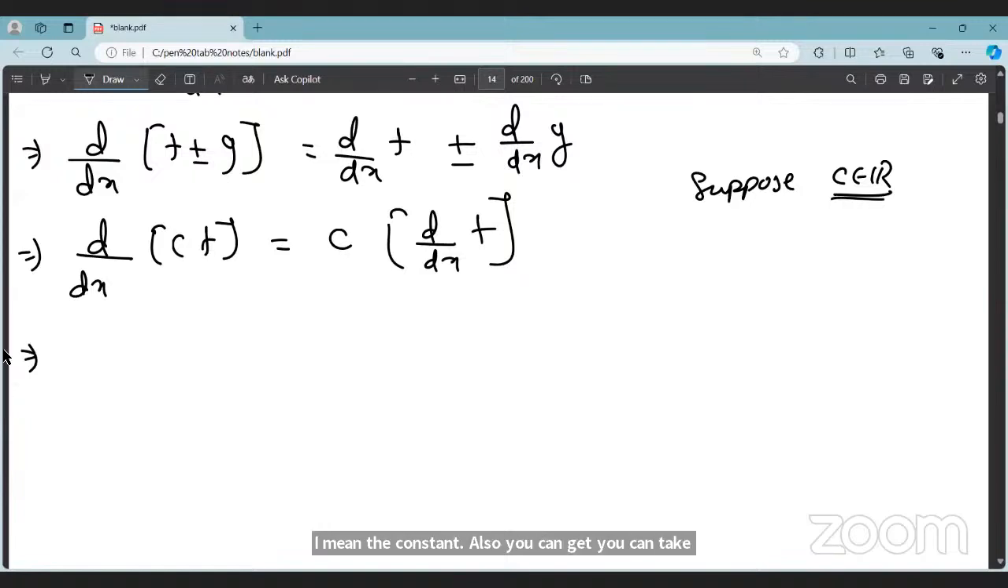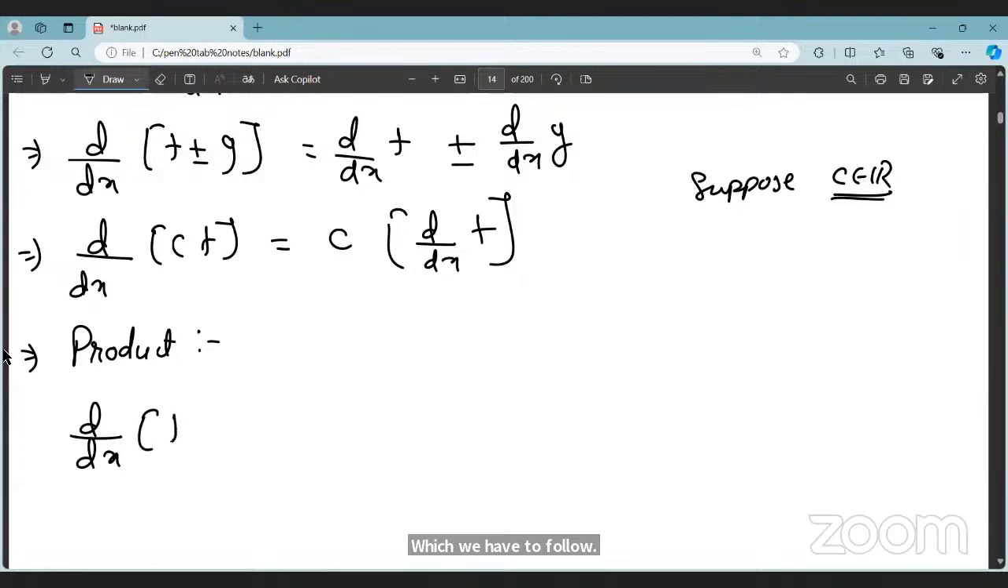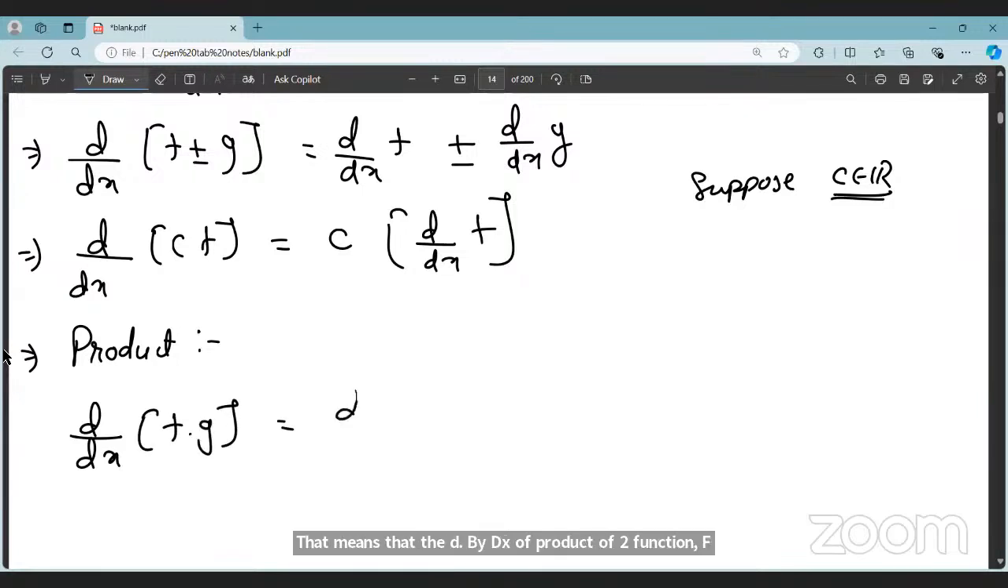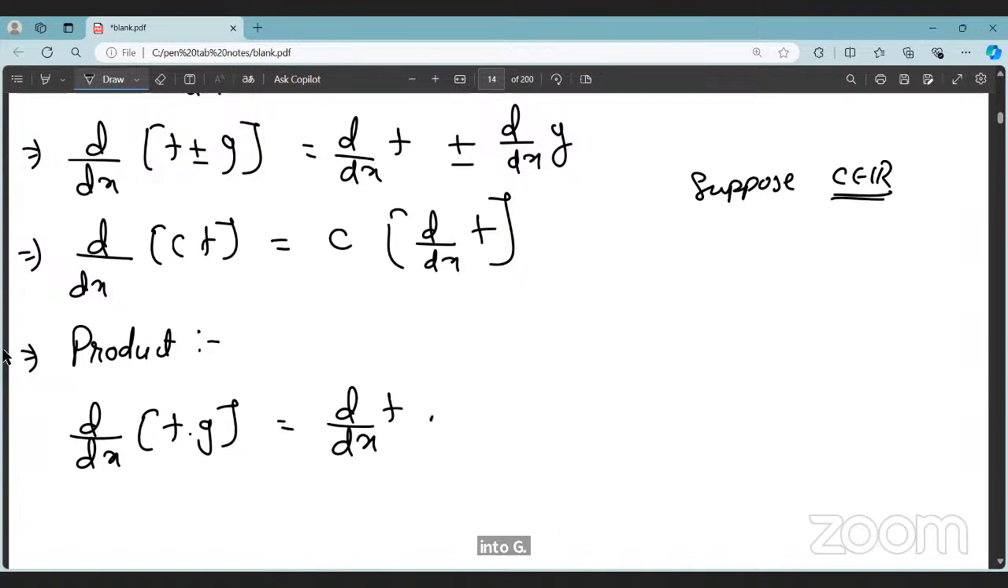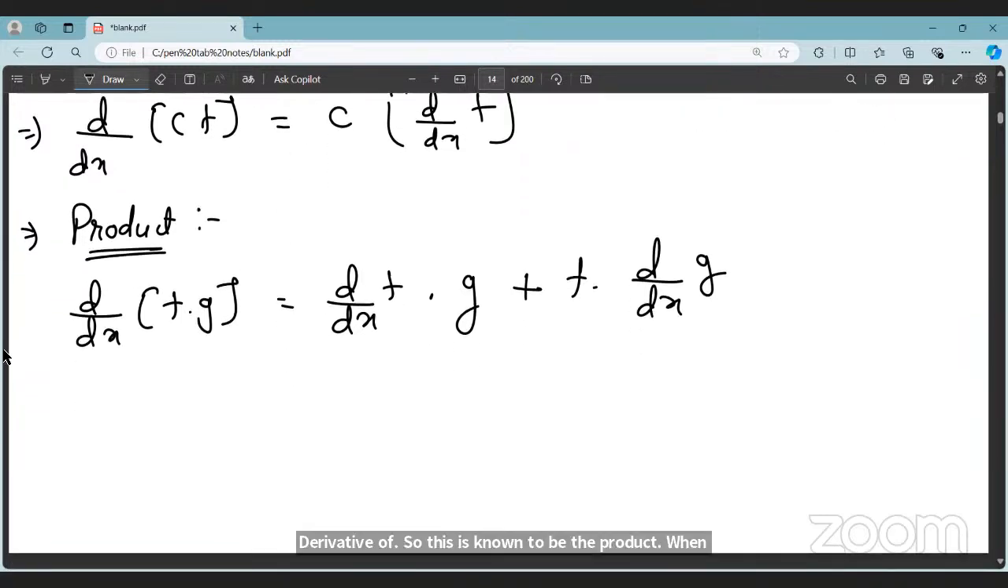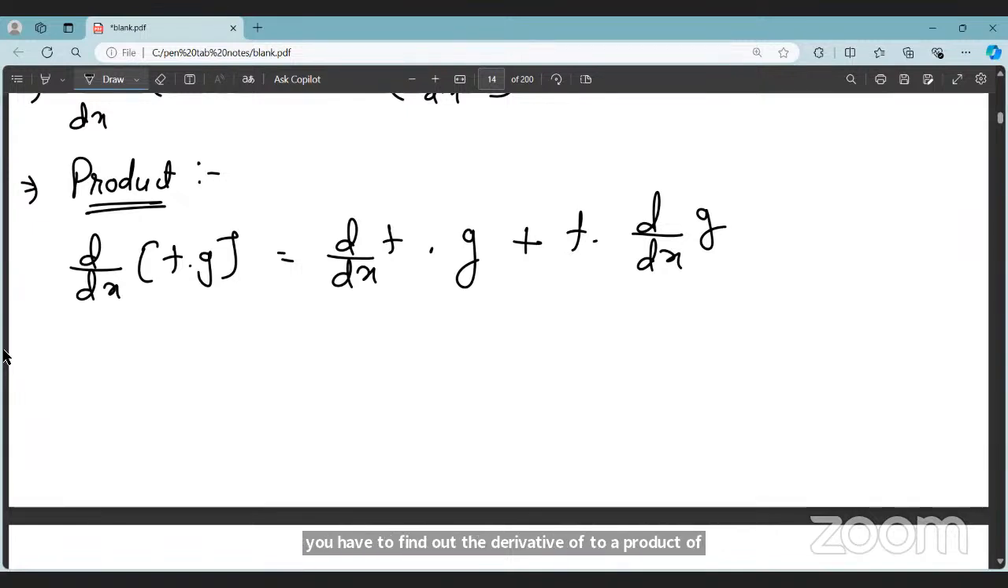Okay. Now here comes the product rule. Product rule means if you have to differentiate the product of two functions, then there is a certain rule which we have to follow. That means d by dx of the product of two functions f into g is equal to d by dx of f into g. That means first differentiate f and multiply it by g, and then add f into the derivative of g, d by dx of g. This is known as the product rule. When you have to find the derivative of a product of two functions, then you have to use such a rule. Okay. Now the next is the quotient rule.